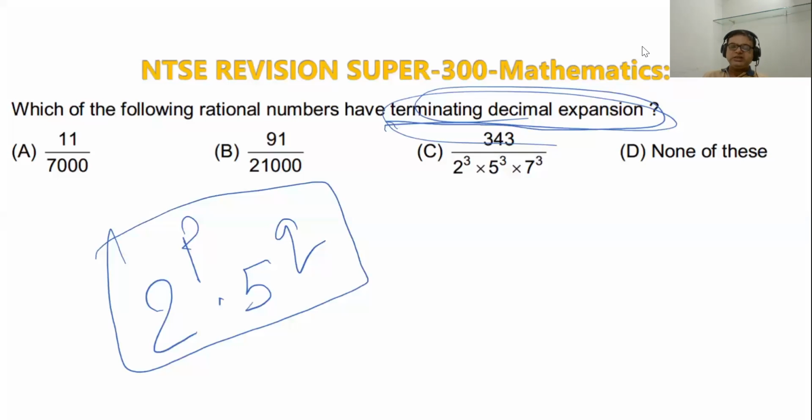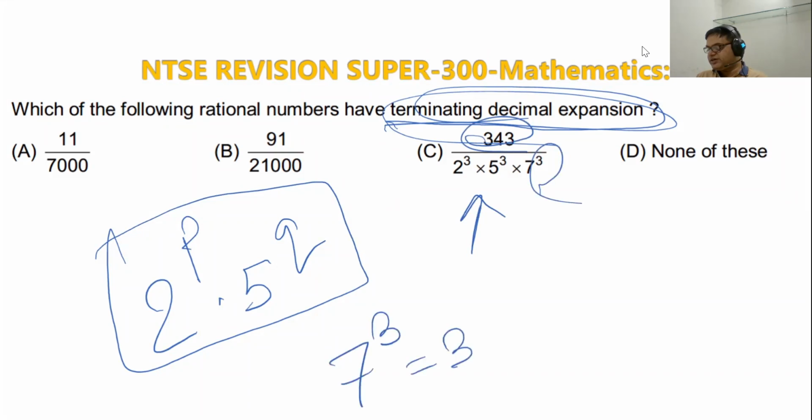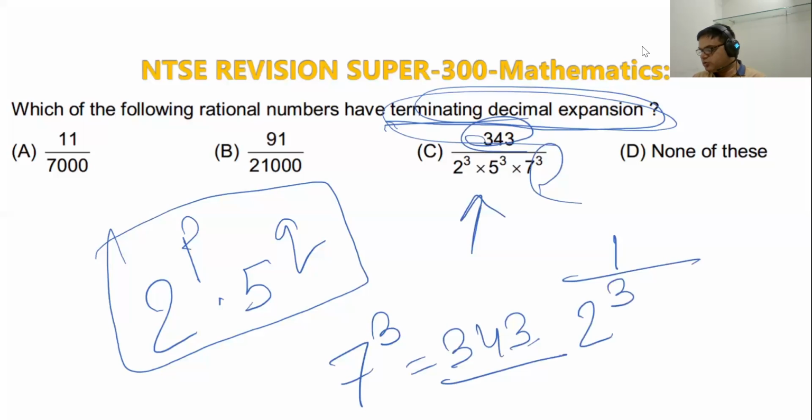So basically I have to check which of the following will have terminating decimal expansion. Before checking the others, my eyes first fall on option C. Why? Because here in the numerator 343 is given and in the denominator 7 raised to the power 3 is given, and I know that 7 raised to the power 3 is equal to 343. So now I can cancel it. So finally my expression will be 1 divided by 2 raised to the power 3 multiplied by 5 raised to the power 3.